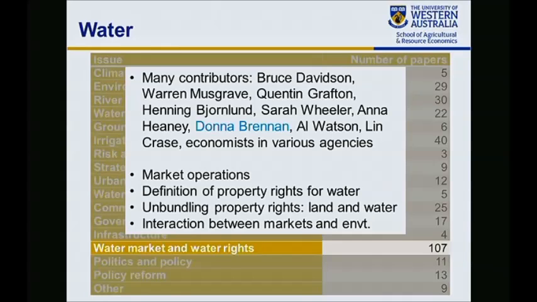So these people had to solve a lot of quite tricky problems to help us get water markets established. They had to work out how to make the markets operate logistically. They helped to define property rights for water. They helped with understanding the unbundling of property rights between land and water, which previously was combined into one set of property rights, and it made it very difficult to sell water rights without selling land. And there's also a fair bit of focus on the interaction between markets and the environment.